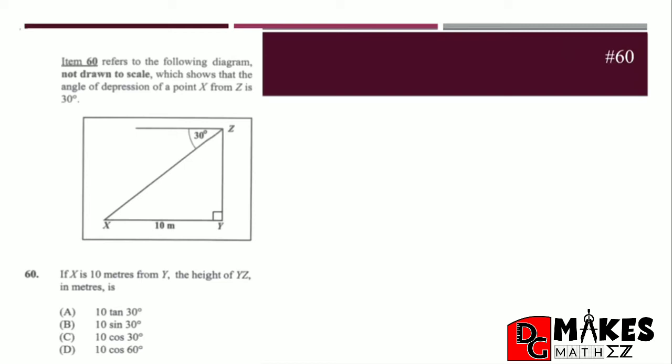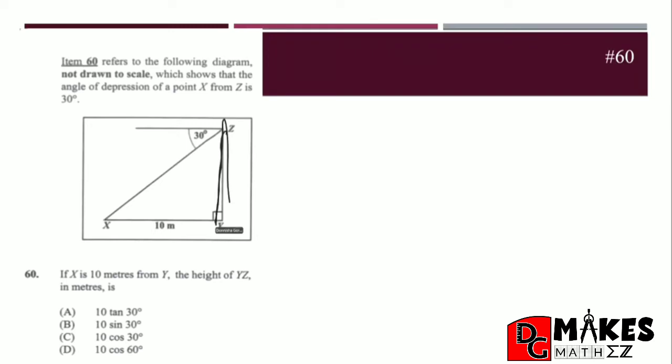So here we go. This one says we have, you see the diagram. The angle of depression of a point X from Z is 30 degrees. And it also says X is 10 meters from Y, as you can see. The height YZ is what we're being asked to find.